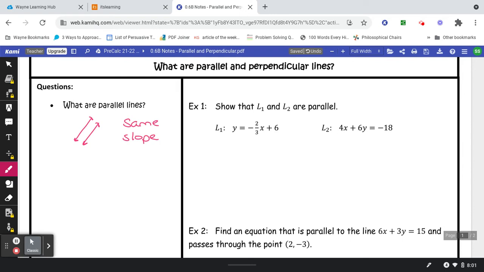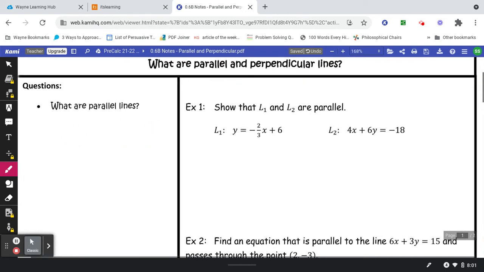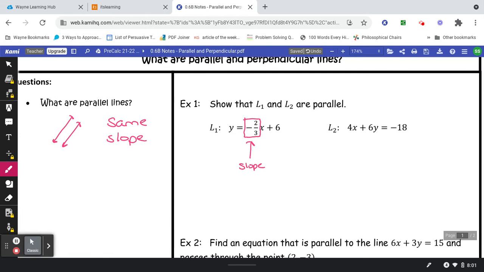So example 1 says, show that L1 and L2 are parallel. So pretty much all we have to do is compare the slopes. So right here in L1, the slope is already available to us because that's in slope-intercept form. However, for L2, we do need to solve for y, change it over to slope-intercept form, y equals mx plus b, in order for us to be able to find the slope.